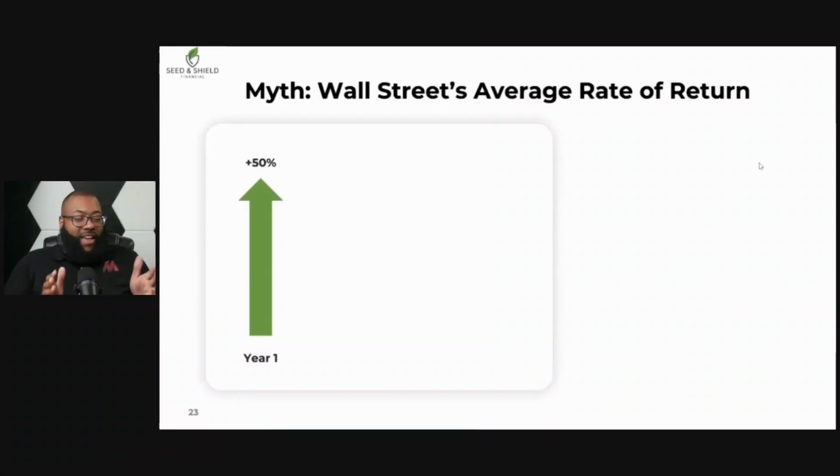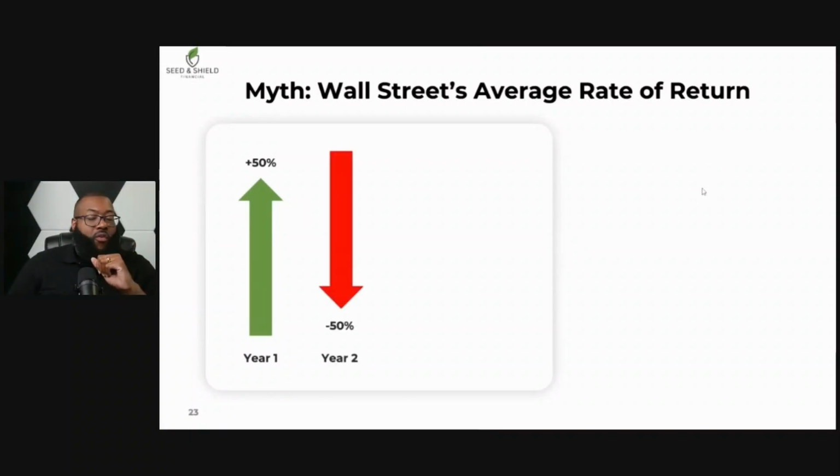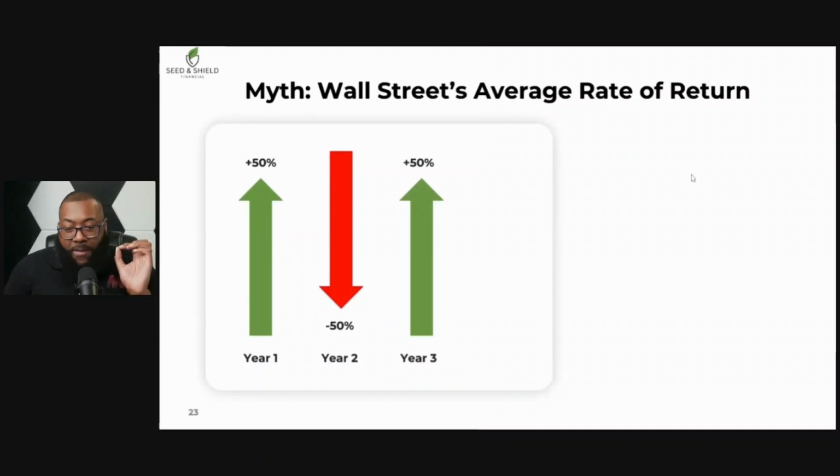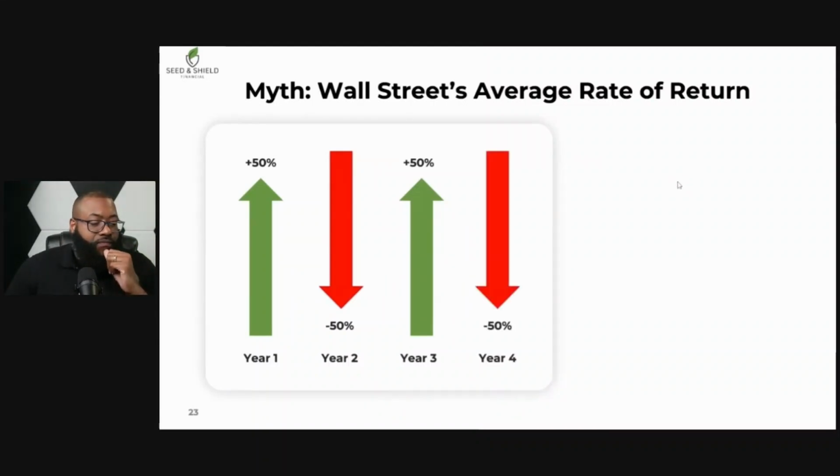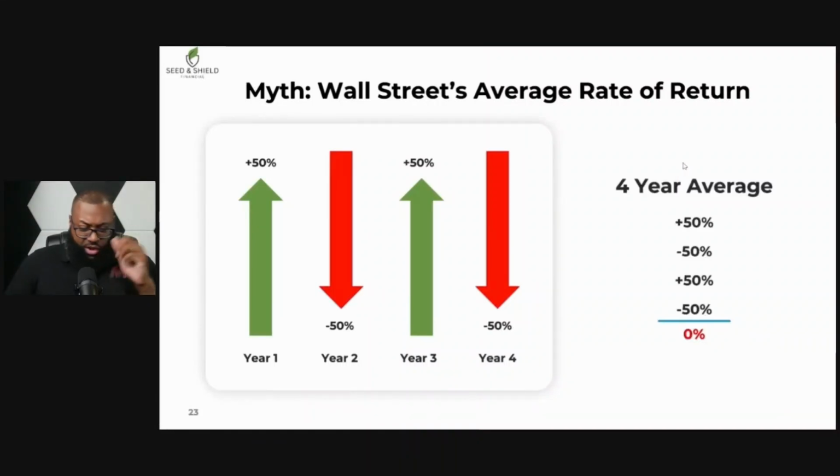So let's look at this example. And this is why people always get this wrong. So let's just say the market went up 50% year one, and then it went down 50% year two, and then it went back up 50% year three, and then it went down 50% year four. Most people I speak to, even certified financial professionals, will tell you you're flat, that you're at a 0% rate of return.